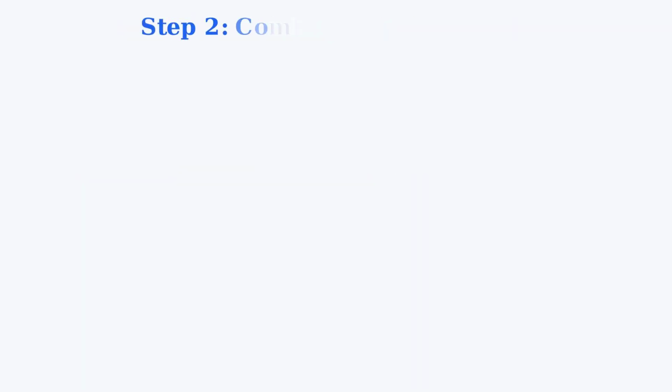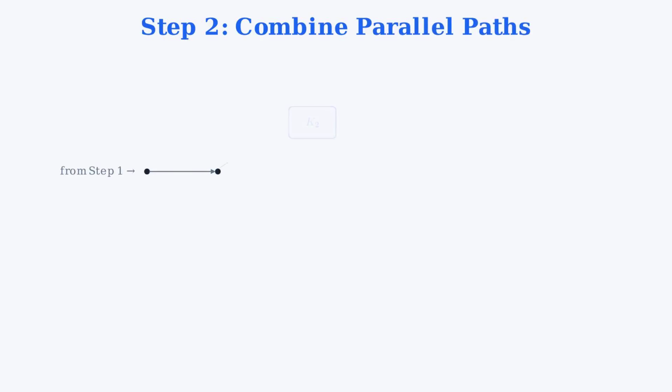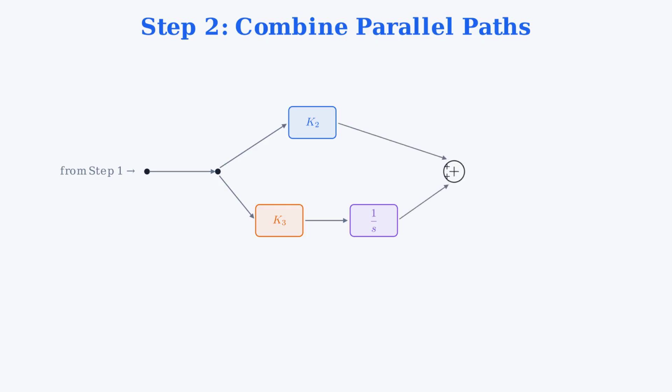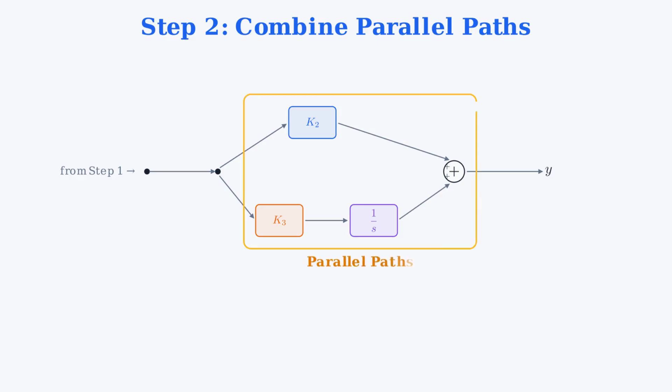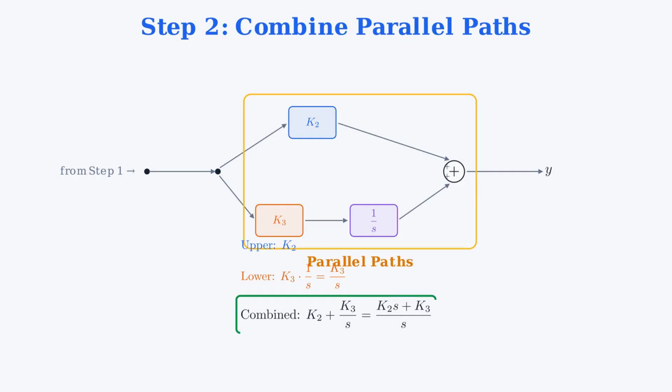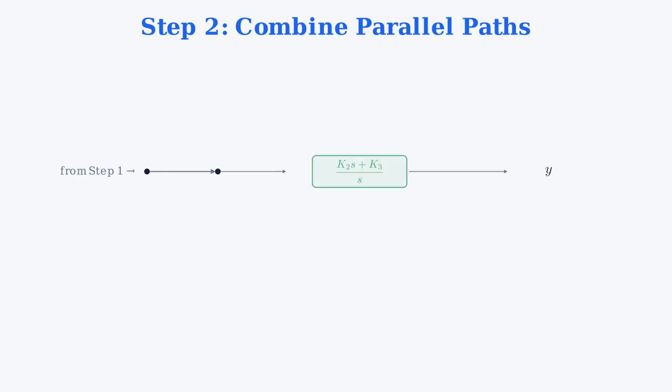Step 2. Combine the parallel paths. After the second summing junction, we have two paths in parallel. The upper path is K2 by itself. The lower path is K3, followed by an integrator 1 over S. Using the series rule, K3 times 1 over S gives K3 over S. Now, using the parallel rule, the combined block is K2 plus K3 over S. To write this as a single fraction, K2 times S over S plus K3 over S equals K2S plus K3, all over S. So the two parallel paths become one block, K2S plus K3 divided by S.